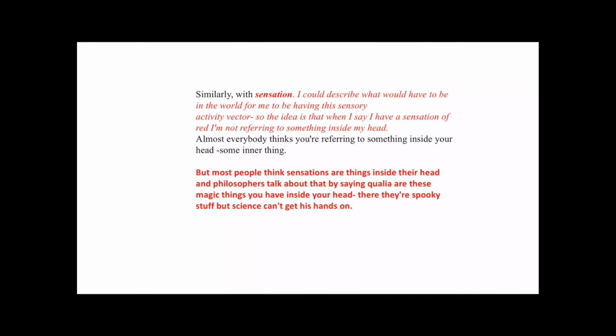So Geoffrey Hinton says, similarly with sensation, I could describe what would have to be in the world for me to have this sensory activity vector. So the idea is that I say I have a sensation of red. I'm not referring to something red in my head. Almost everybody thinks we are referring to something inside of our head, some inner thing. Most people think that sensations are these things inside our head, and philosophers talked about this by saying qualia are these magic things you have inside your head.